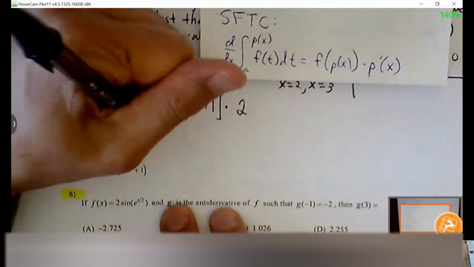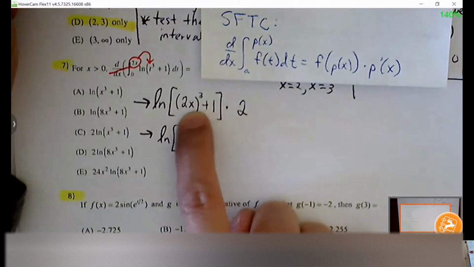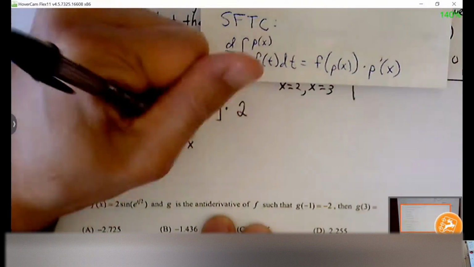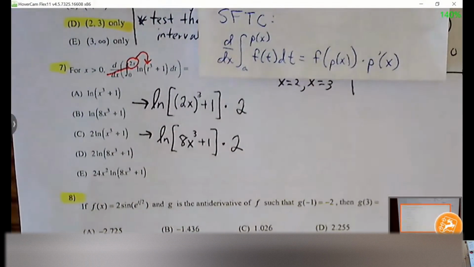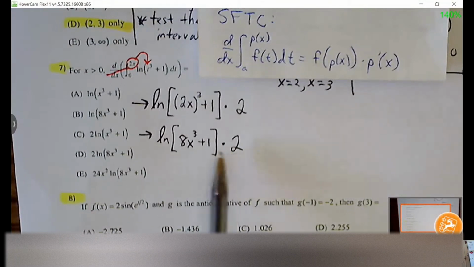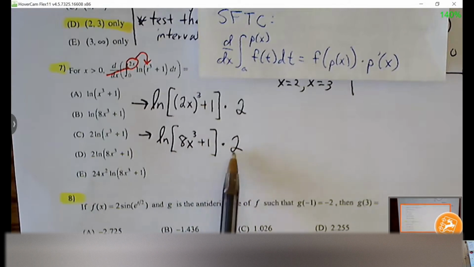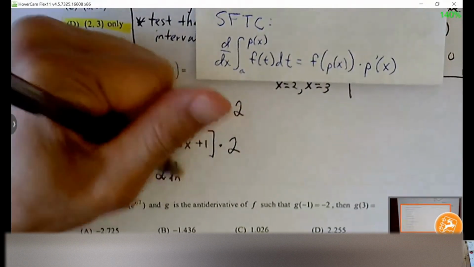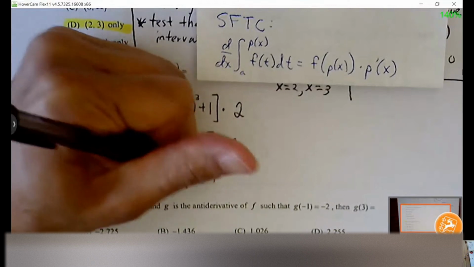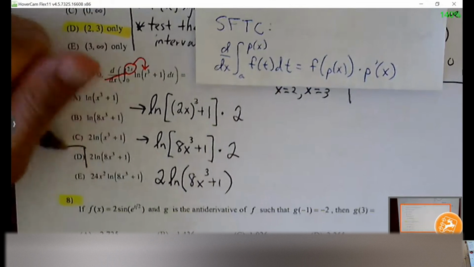Okay, do a little bit of cleanup. 2 cubed and x cubed: 2x, 2 and x are both cubed. Okay, so this is basically our answer. Just be careful here. This 2 cannot merge with this 8x cubed plus 1. This is inside the natural log. The best we can do is just push that 2 out in front of that natural log. Answer choice D.